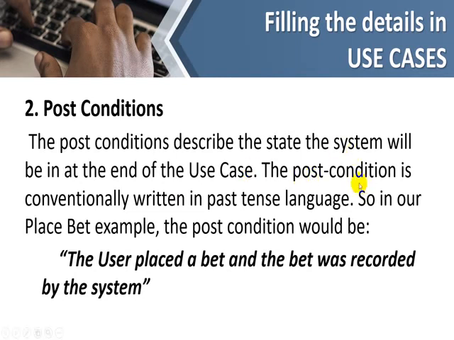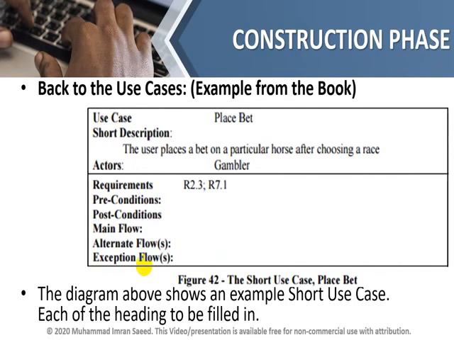So the post condition is conventionally written in past tense language. So in our place bet example, the post condition would be the user placed a bet and the bet was recorded by the system. So now if I look at this use case description, so here precondition was he must be logged in and post condition he has placed a bet successfully, right? So very simply I am putting the details in it. Now let's move to the next thing, that is main flow.